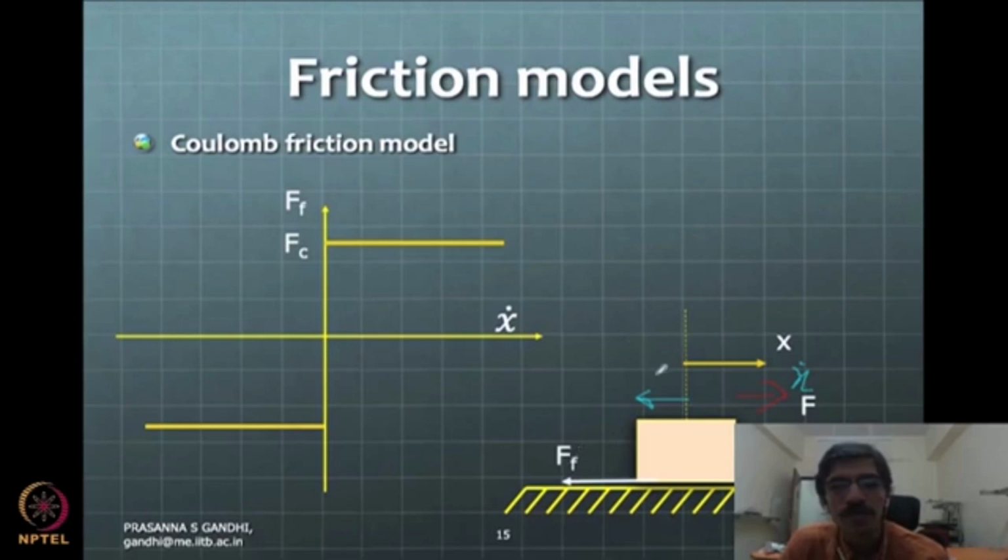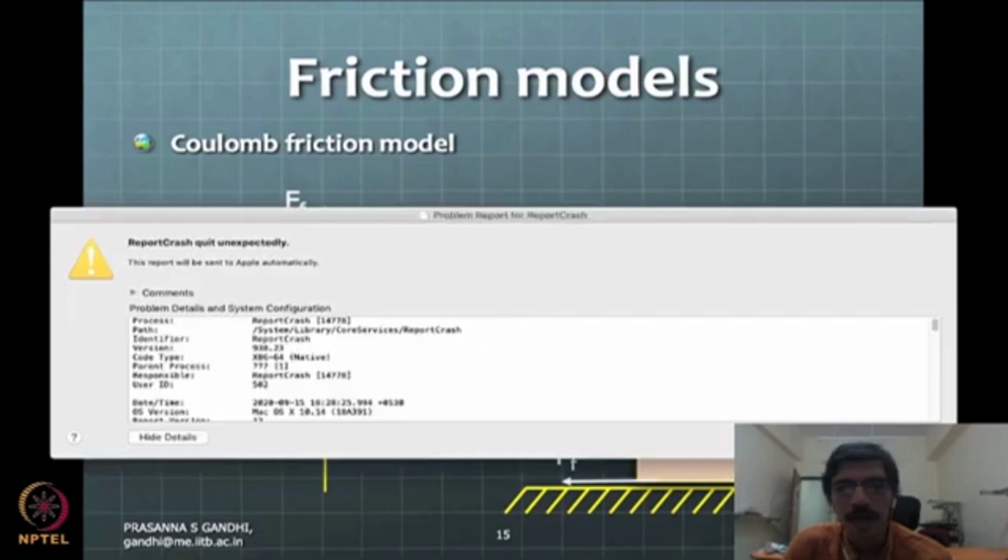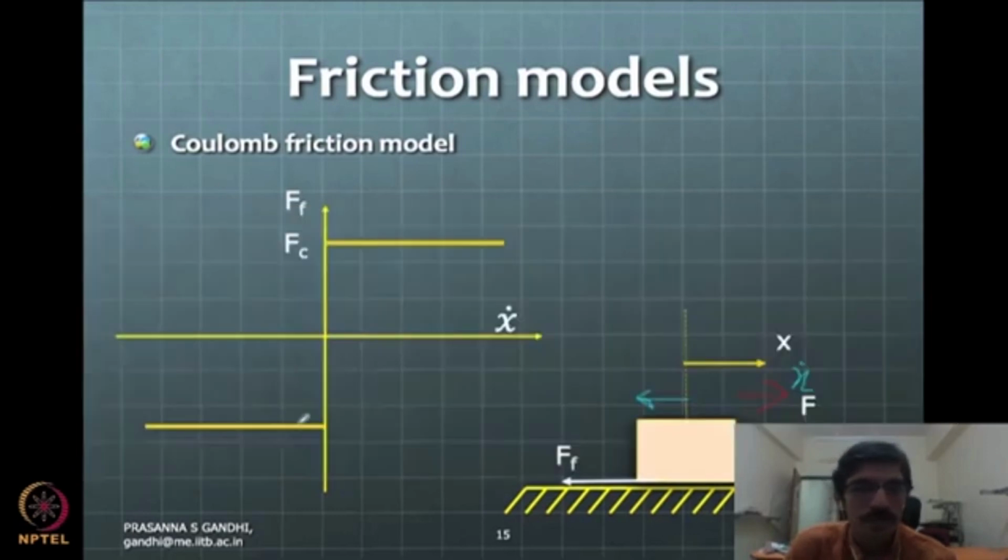So what kind of mathematical functions can one use to represent this directionality dependence? If I plot the friction force with respect to x dot, the friction force is a positive value as x dot is positive, and then the friction force changes its direction and becomes negative as x dot becomes negative, but for any other value of x dot, friction remains the same. That is like a Coulomb friction model.